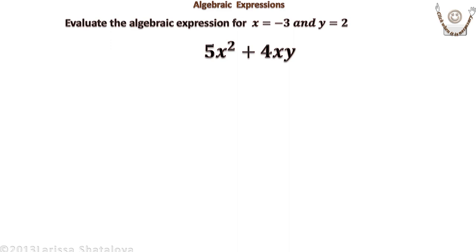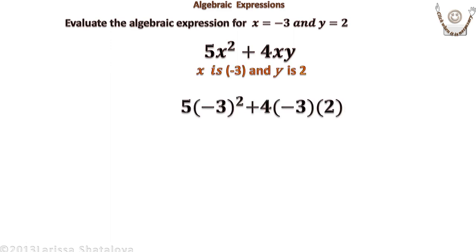Now let's review our understanding of evaluation of algebraic expressions. Here is the algebraic expression positive 5x squared and positive 4xy. And we have to evaluate for x equal negative 3 and y equal 2. In other words, how much would it be if x is negative 3 and y is positive 2. We have to replace x by negative 3 and y by positive 2.